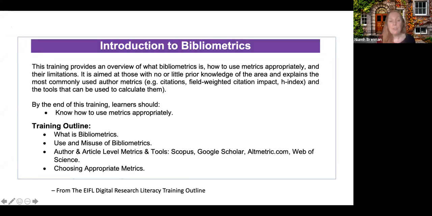This is part of the EIFL Digital Research Literacy Training online, and the introduction to bibliometrics says that by the end of this training, learners should know how to use metrics appropriately. Today we're going to look at what bibliometrics are, the uses and misuses of bibliometrics, author level and article level metrics and tools, focusing on Scopus, Web of Science, Google Scholar, altmetric.com, and a few others, and at how you go about choosing appropriate metrics.